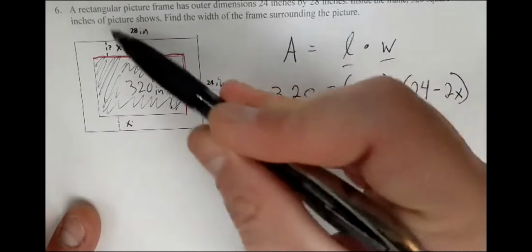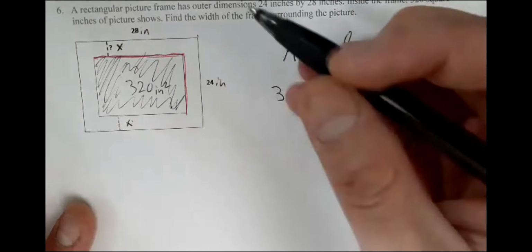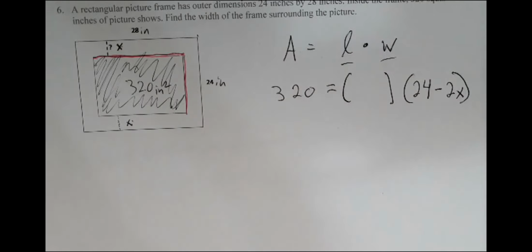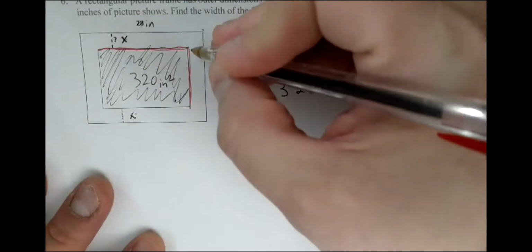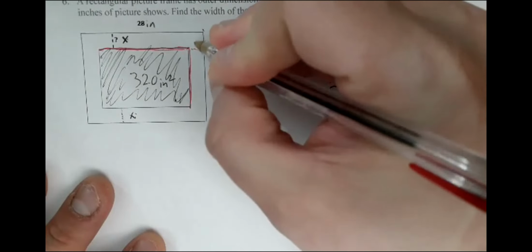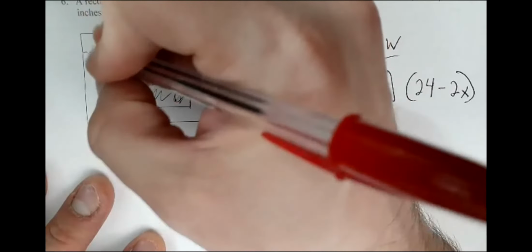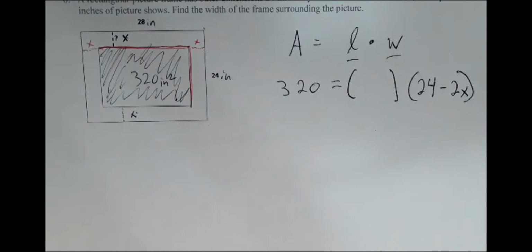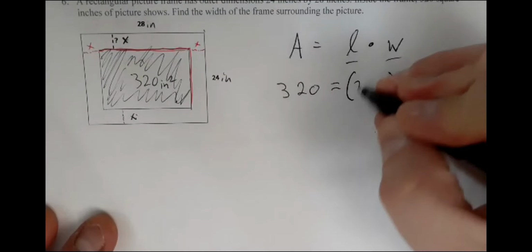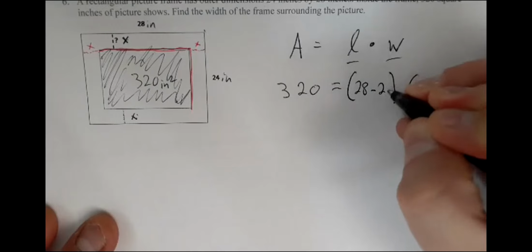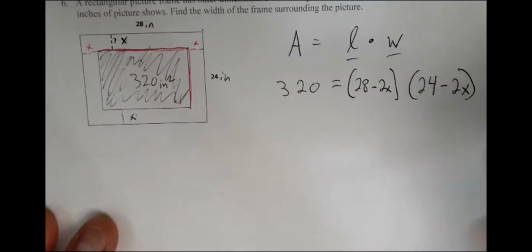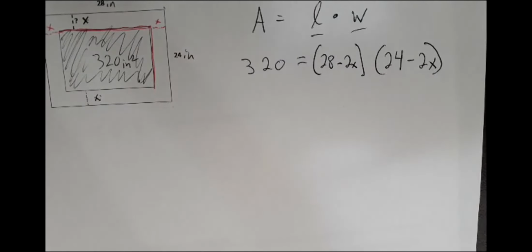My length is this 28, and I have a similar thing happening here. So if I'm looking along here, this whole thing is 28. If I look along here and along here, I have the width of the frame twice. So I have the 28, and I also have to subtract 2x. So now I'm looking at this thing. This is the setup right here.